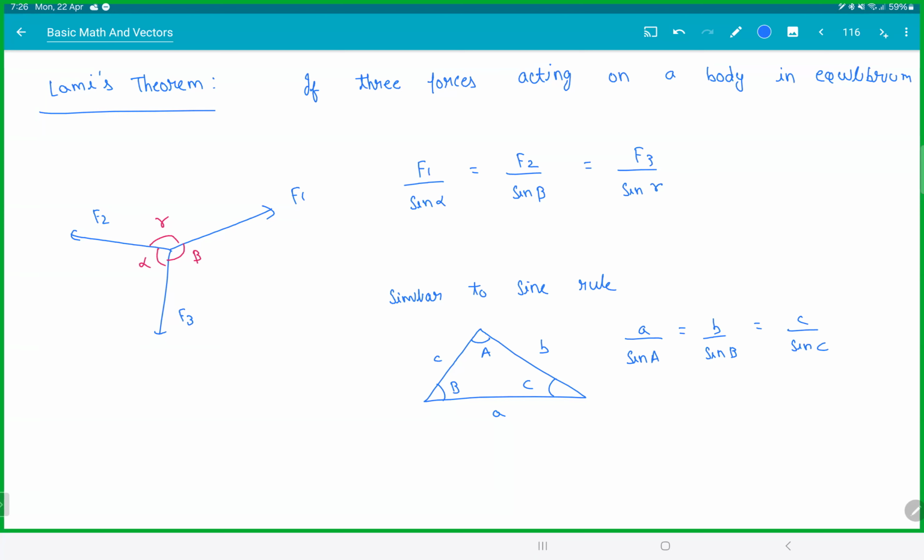We are not going to use this because if you give me a question like this, what will I do? First thing, I will resolve into components along i cap, j cap and solve. That is the best thing to do. Okay, 3 forces we did. What if there are 5 forces? What will you do? Then your Lami's theorem won't work.